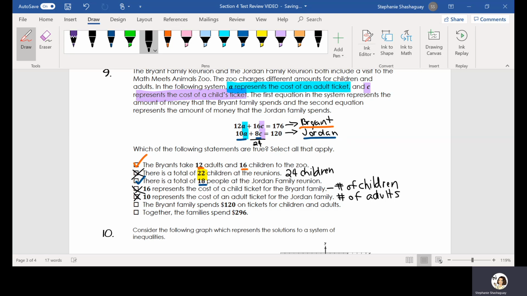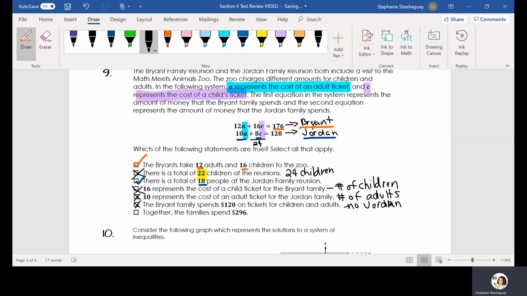The Bryant family spends $120 on tickets for children and adults. No, the Bryant family spends $176. So no, that's what the Jordan family spends. Okay, so they're trying to trick you. So that is not an answer.